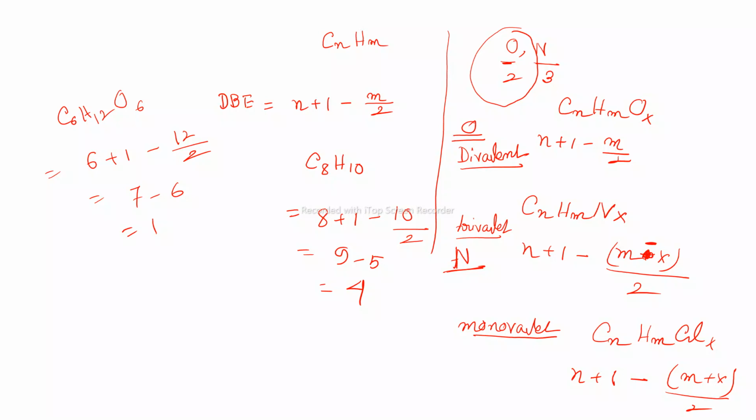Yes, sir. What is the significance of DB? So the significance of DB is that if DB is one, there are two possibilities. It can be one double bond, or one ring.